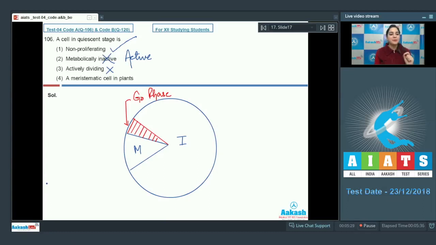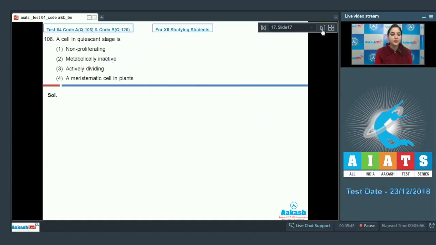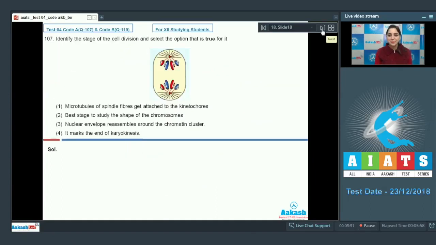Last, a meristematic cell in plants. That's not going to happen because meristematic cells are actively dividing cells. They are actively dividing cells. Therefore, students, what is the right answer? Yes, option number 1 is the right answer. Alright, let's move further. Next, we have a diagram-based question.